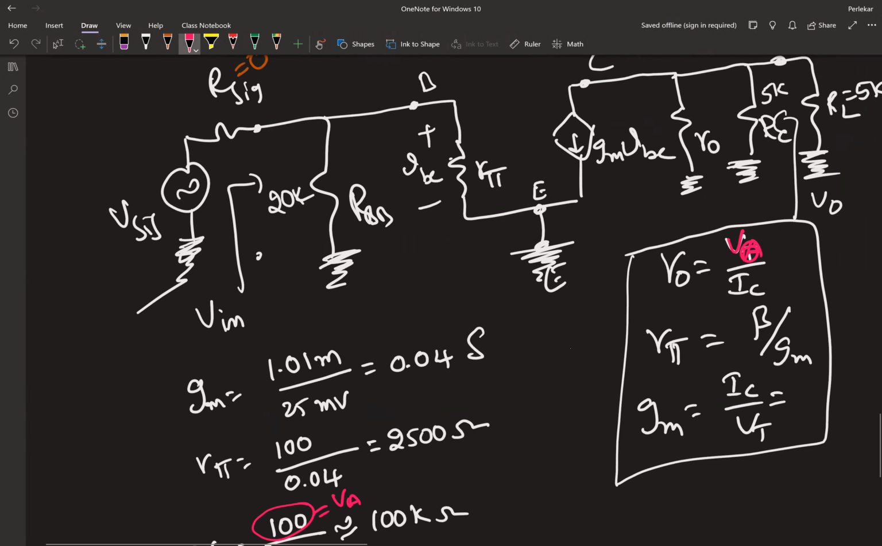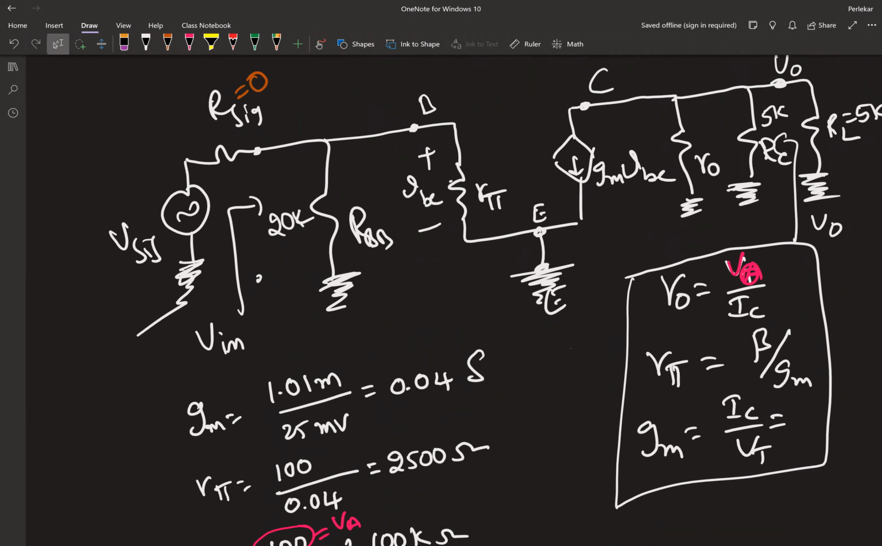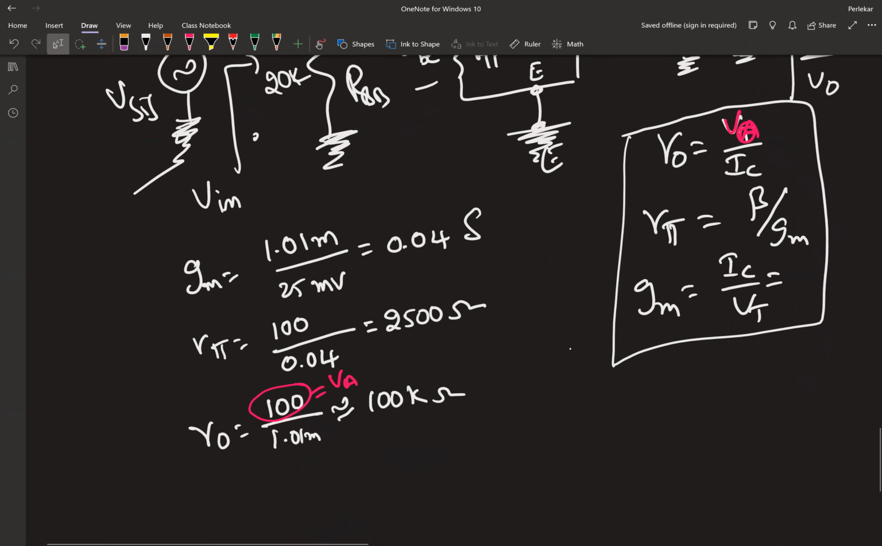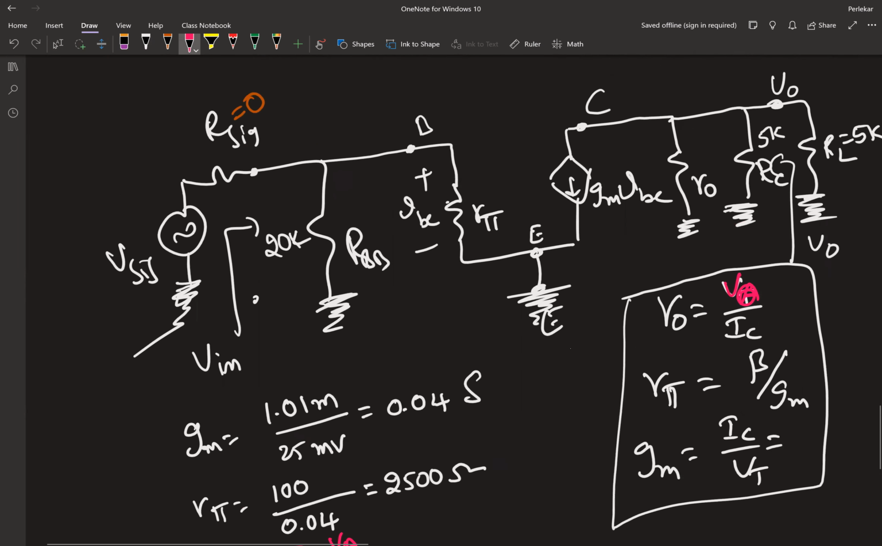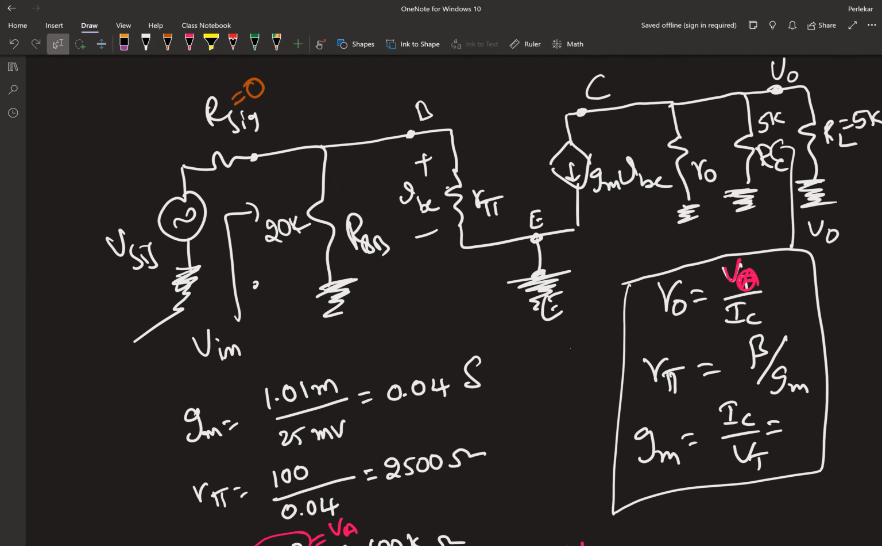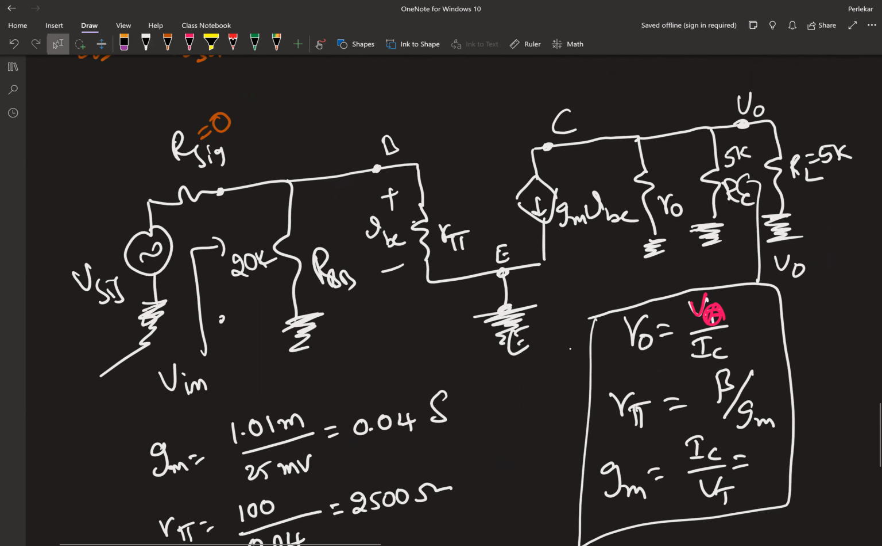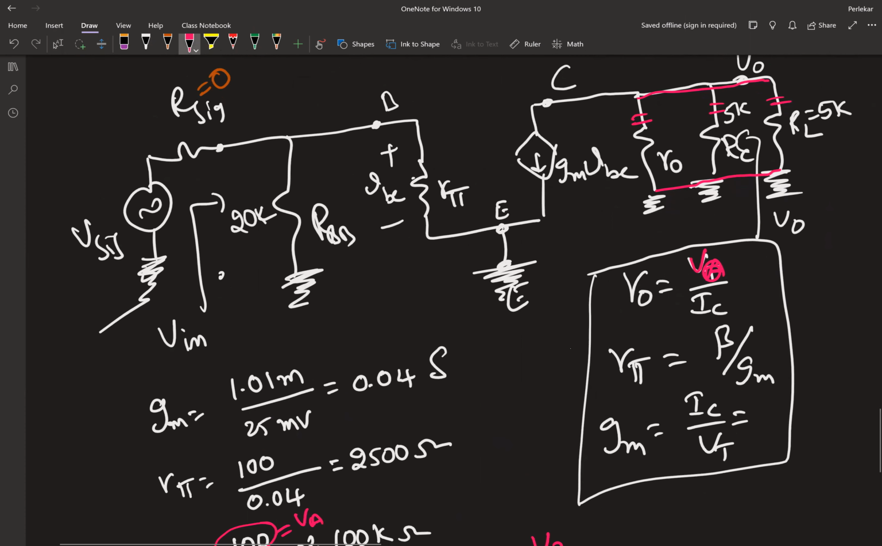So once we have all these values, this is the pi equivalent circuit. Now our goal is finding the AV, the voltage gain at load. So AV is nothing but V naught over V input. All I need to do is find the relation between the output and the input. So AV with load. If you look here, all these three are connected in parallel: R naught parallel with 5K, parallel with RL. So R naught, RC, RL are in parallel.